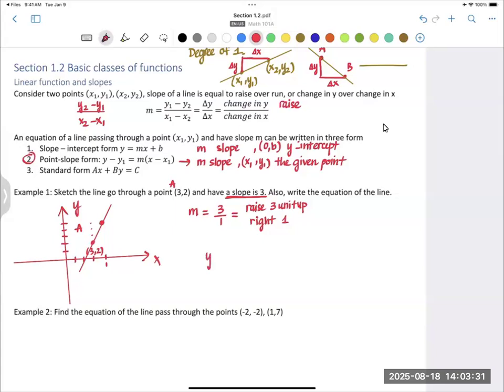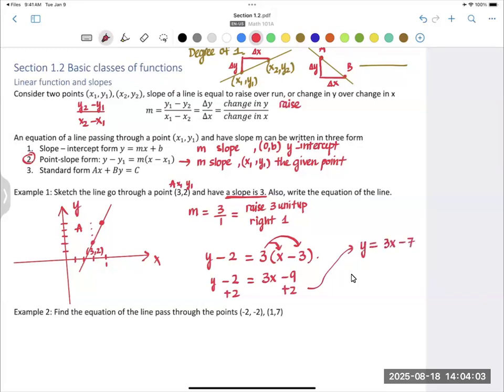So I will do y minus, where's my y1? This is my x1, y1. My y1 is 2, equals my slope 3 times x minus 3, because my x1 is 3. And then from that, I'm going to simplify by multiplying the 3 into the parentheses, so 3x minus 9. Then I add 2 on both sides. This results in the equation y equals 3x minus 7. So that is the linear equation of the line passing through the point 3, 2 with slope 3.